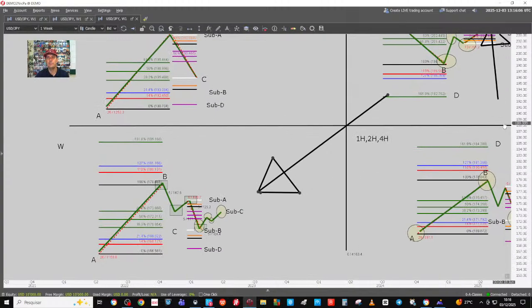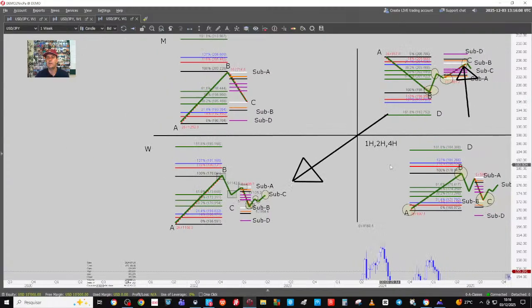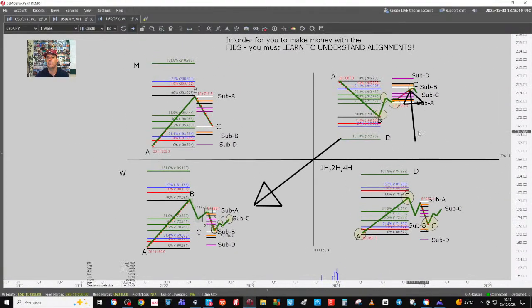So if the weekly is going to go up, how is the 1 hour, 2 hour and the 4 hour chart going to respond to the weekly going up? And how is the daily going to respond to the weekly going up?